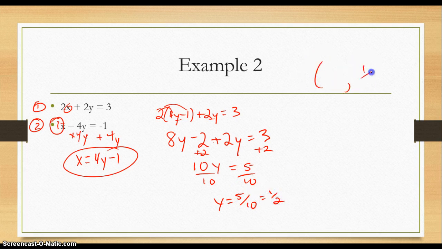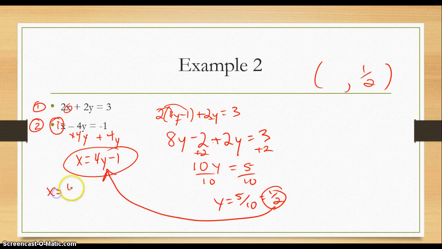So we know in our ordered pair we have 1/2. Now plug this half into the equation that we created. So we have x equals 4 times 1/2 minus 1. Well, 4 times 1/2 is 2. 2 minus 1 is 1. So I got 1 and 1/2.